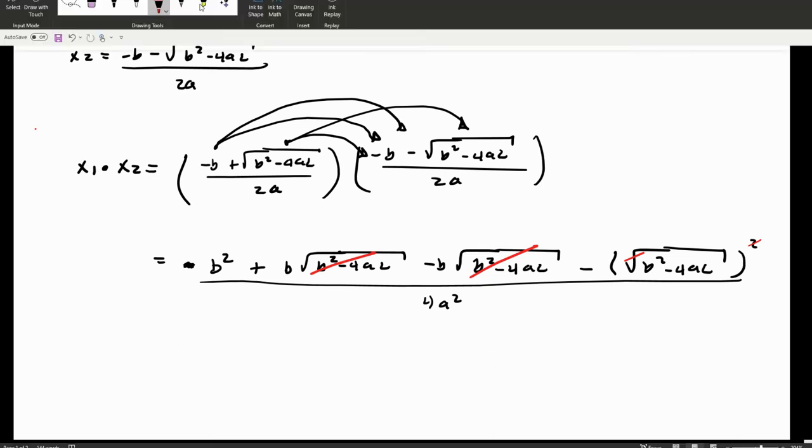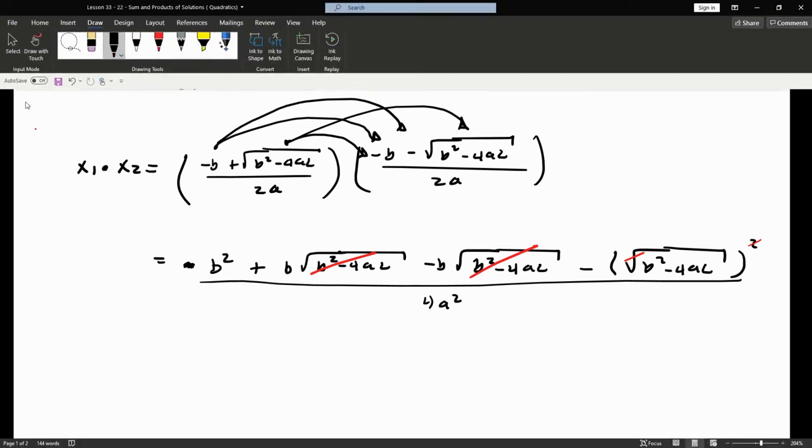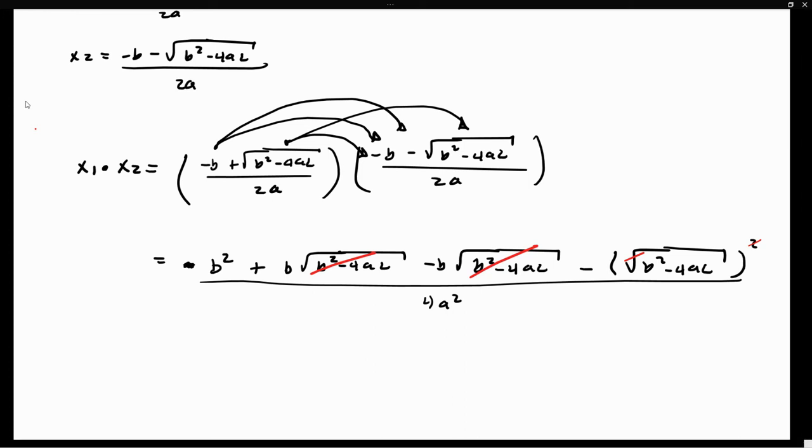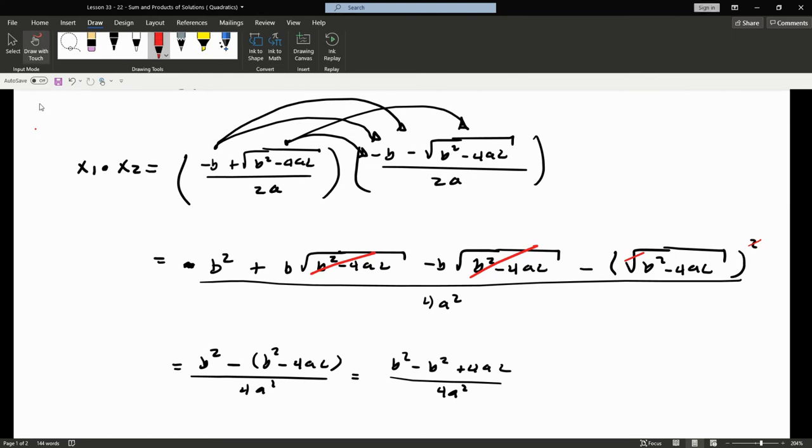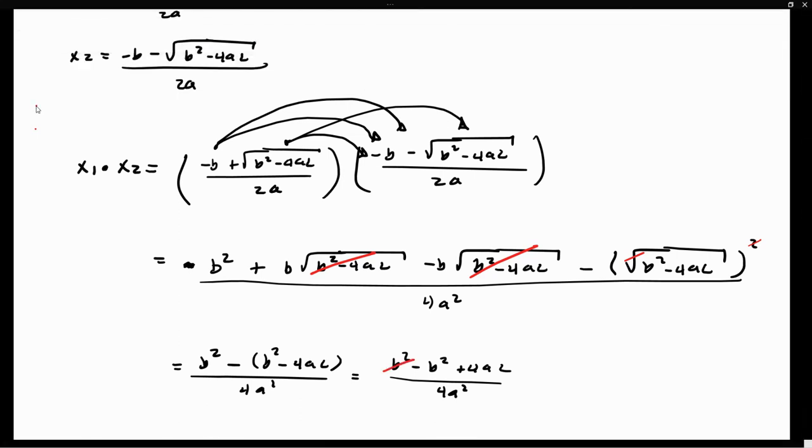So let's simplify this. So what else do we have now? So now we have that this is equivalent to b squared minus b squared minus 4ac all over 4a squared. Let's simplify this. So now this becomes b squared, and let's distribute this negative. So now that becomes b squared plus 4ac all over 4a squared. So now notice that these b squares are going to cancel out, which is good.